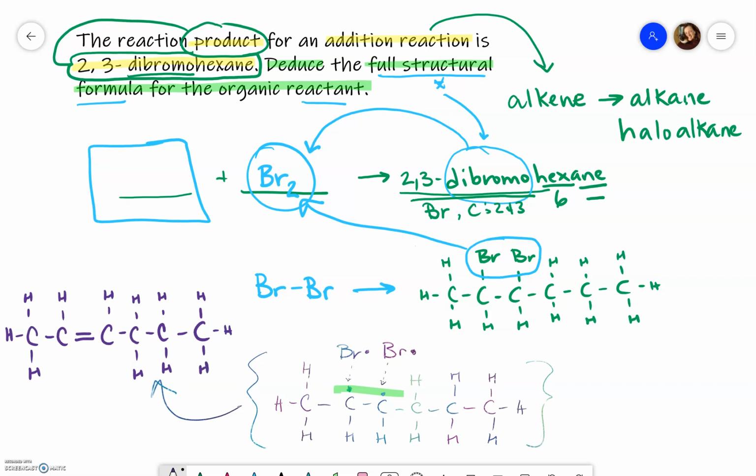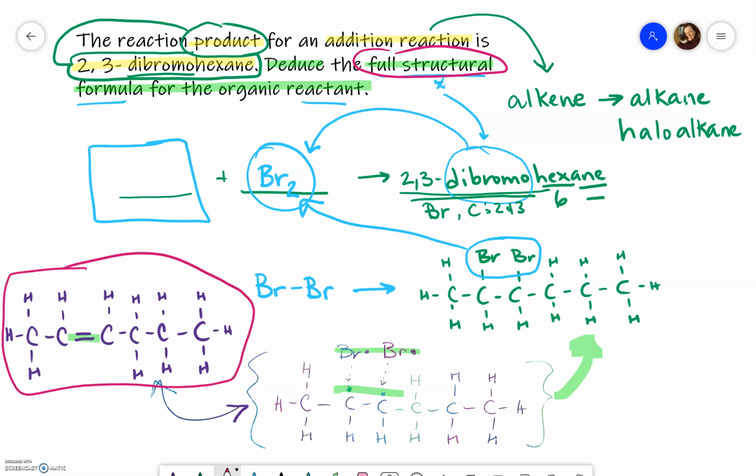Okay, that would have been what initially started out, that then formed this intermediary when the double bond broke, formed a radical of hexane, and then the bromines broke apart to form radicals, and then we ended up getting that final product. So again, the question was asking us for the full structural formula for the organic reactant. So this right here is my answer.